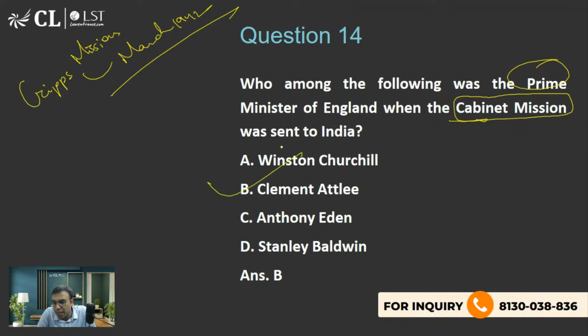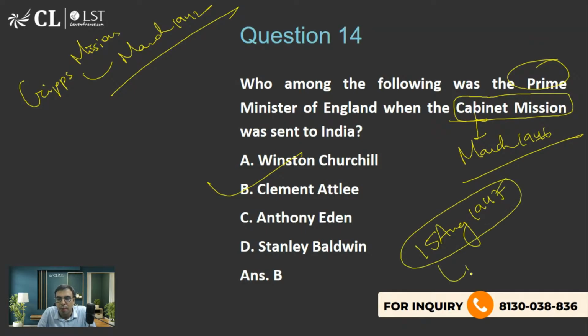So yes, the right answer is option B, Clement Attlee. Yes, Shloka, you're right. So cabinet mission was sent in March 1946, and by that time, Clement Attlee was the Prime Minister of England. And if I'm asking who was the Prime Minister of England when India got independence on 15th August 1947, what should be the answer? Who was the Prime Minister of England? When India got independence, the Prime Minister of England was Clement Attlee.